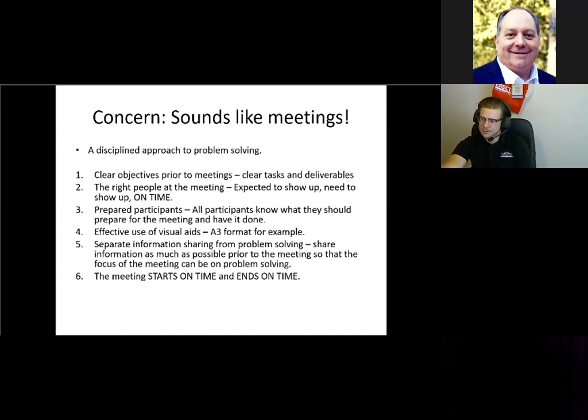Yeah, okay. So final tool here, and when it comes to these meetings, here's a checklist. Clear objectives prior to meetings. So clear tasks and deliverables. We're not going to socialize during these meetings. We're going to go in, talk about what's on point, and then leave. Right people at the meetings. So if you're supposed to show up, show up on time, and don't bring anybody else. Be prepared. Know what you need to know prior to going, what you should bring with you, and have that done. Use visual aids. Don't dump data on people. Use visualization, so graphs. Make it obvious. Red and green. Green is good. Red is bad.